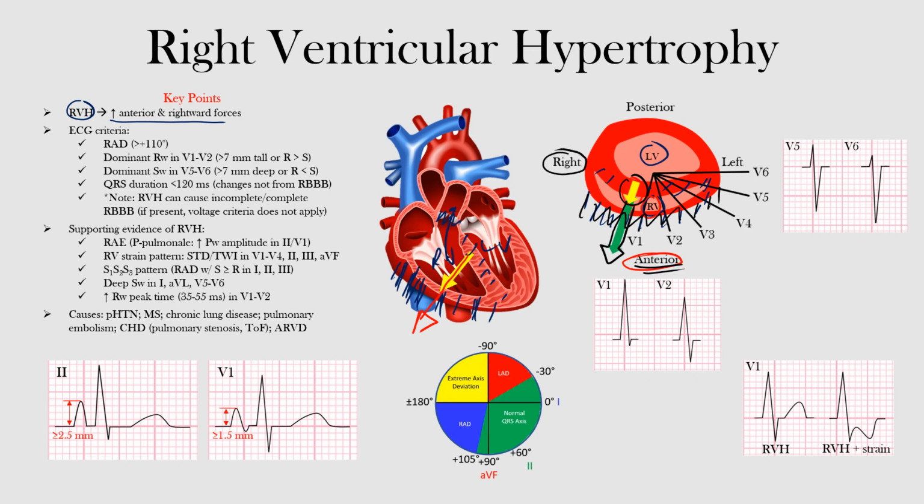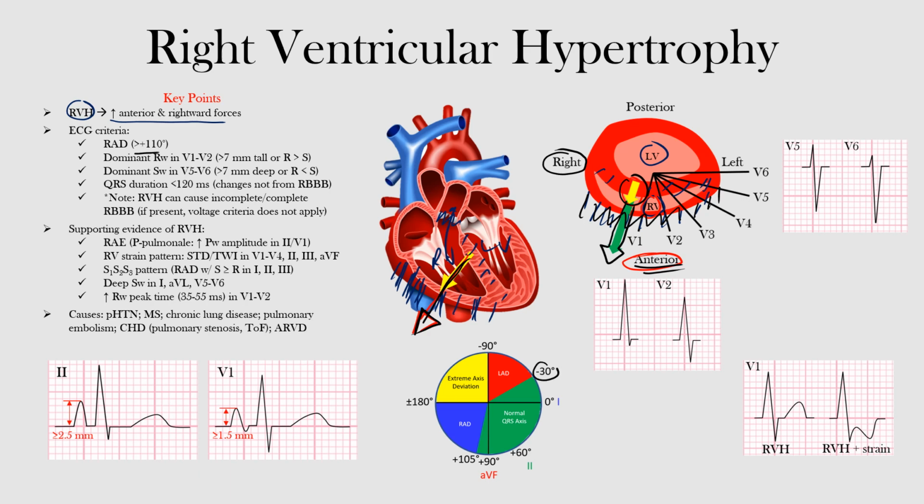Here's the right side of the heart. So now let's go through the EKG criteria. First, we have a rightward axis in the frontal plane, which is beyond positive 110 degrees. And that should make sense. We just said that we have greater forces coming towards the right side, and because of that, in the frontal plane, we'll have right axis deviation. It will often be beyond 110 degrees.